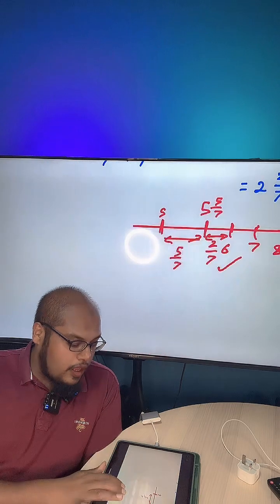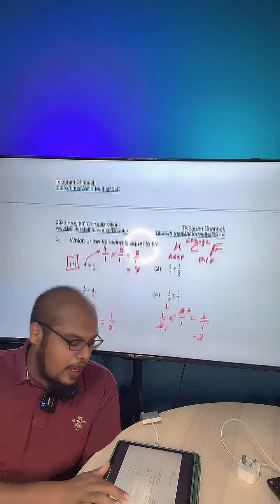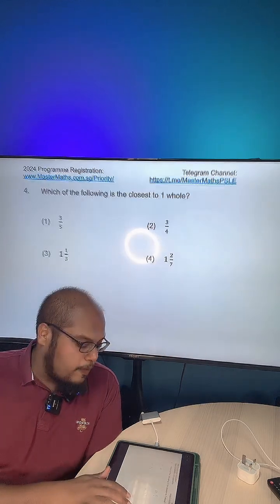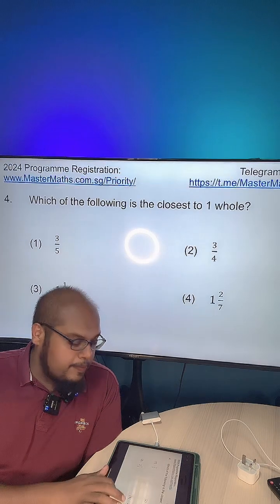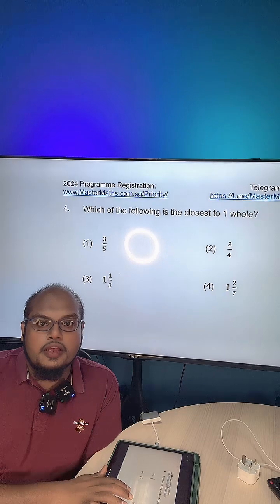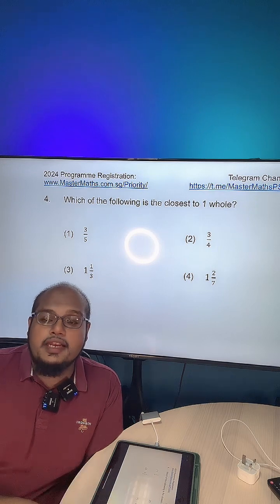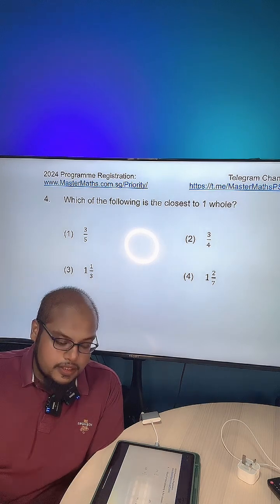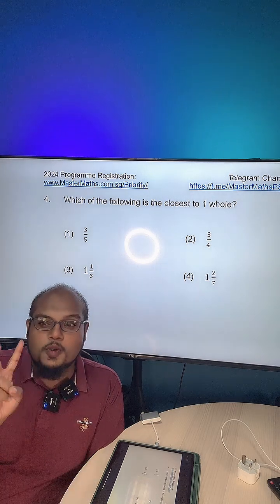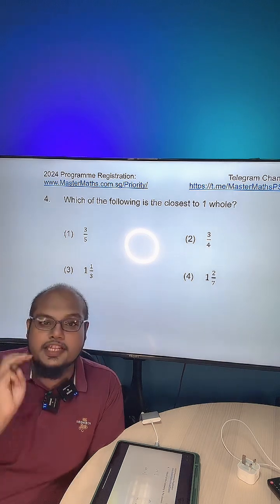I hope everyone who was here earlier is ready to attempt this question 4. I'll give you all some time to try first. Remember, you need to find the difference. Then, after that, find the smallest difference. Give you all 2 minutes. Or I think this one, I give you a bit more time, 3 minutes.